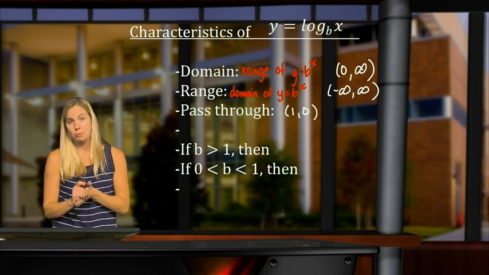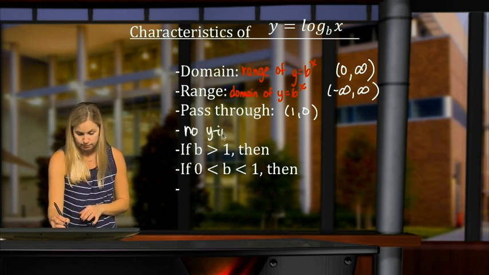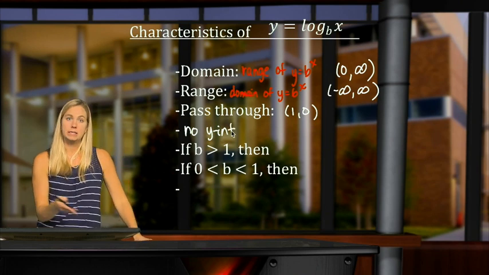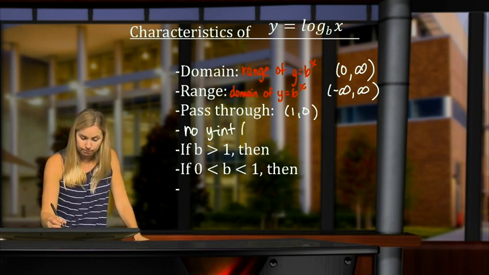Our log function, our parent function, has no y-intercept. And that just means that we've got a vertical asymptote instead of a horizontal asymptote, a vertical asymptote at x equals 0.